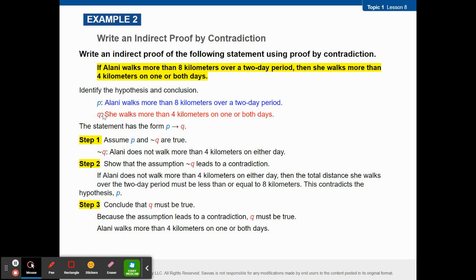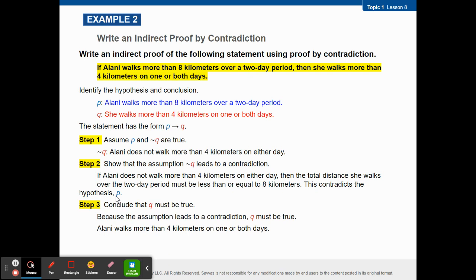So what we're going to do is negate the conclusion, stating Alani does not walk more than 4 kilometers on either day. So show that the assumption, the negation of the conclusion, leads to a contradiction. If Alani does not walk more than 4 kilometers on either day, then the total distance she walks over the 2-day period must be less than or equal to 8 kilometers. This contradicts the hypothesis. That's the idea. You're trying to contradict the hypothesis to ensure that the original conclusion was true.